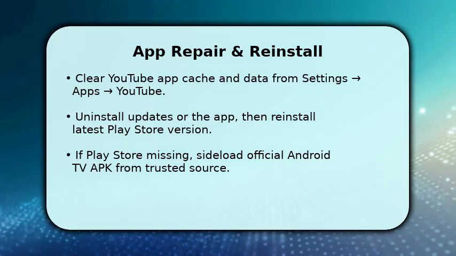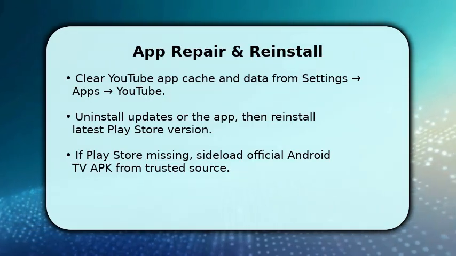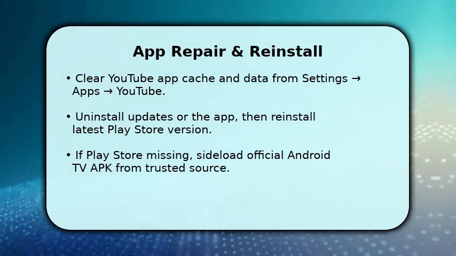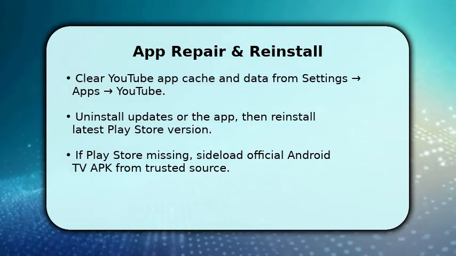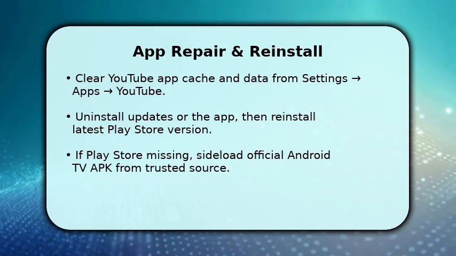Once the system is current, focus on the YouTube app itself because corrupted app data is a common cause. Go to Settings, Apps, YouTube, then clear cache and data, reboot the TV and test playback. If problems persist, uninstall updates or remove the app completely and reinstall from Google Play.